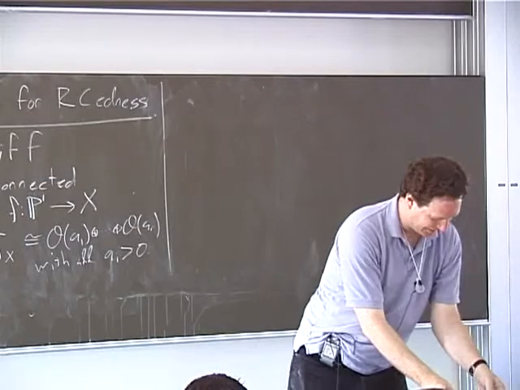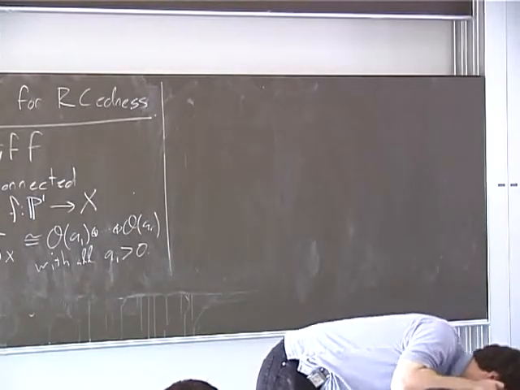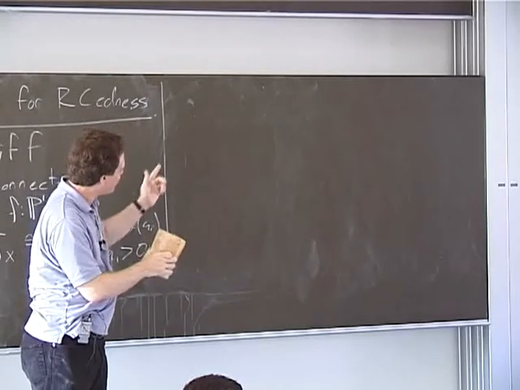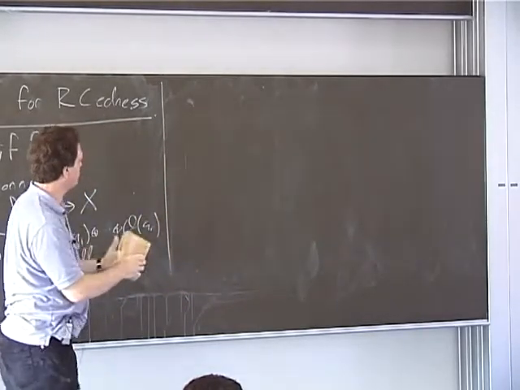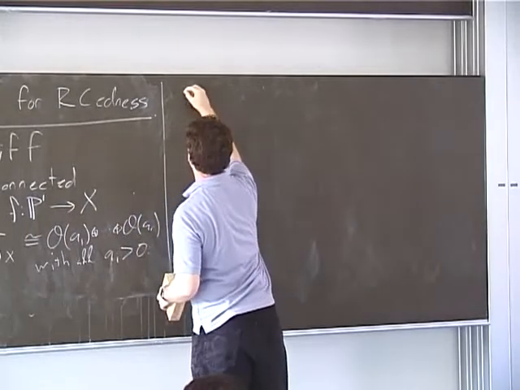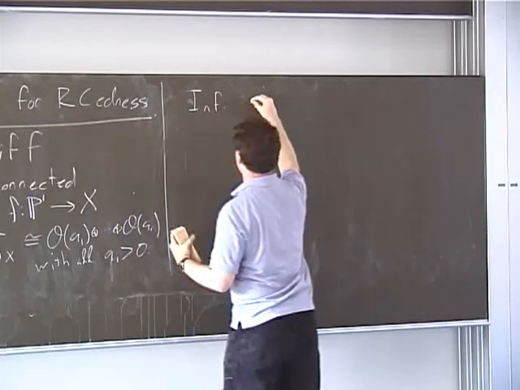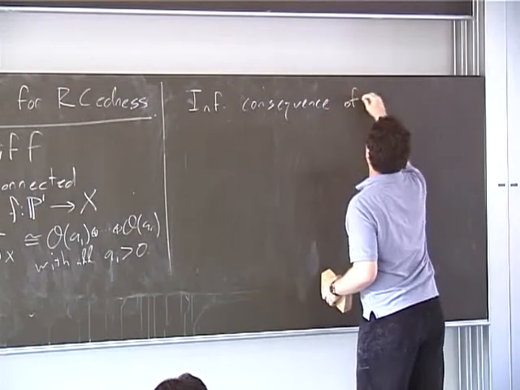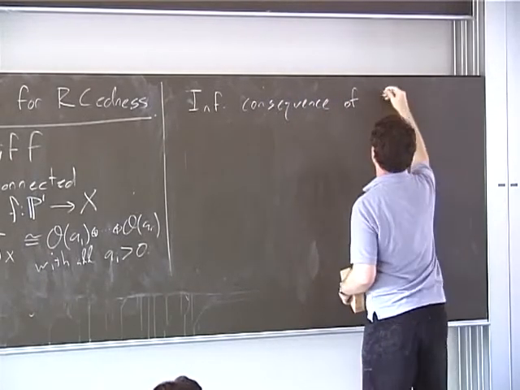So you choose a tangent vector. And then you want that as you move your point along that tangent vector, the curve should move as well. So the infinitesimal consequence of this definition, the 2-point condition.